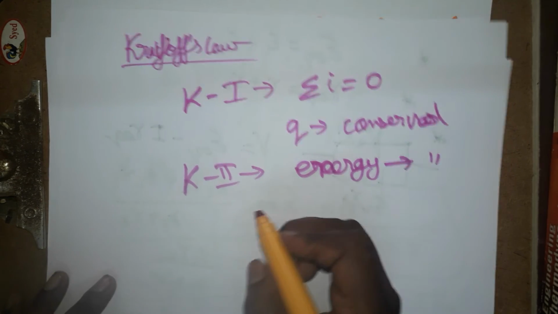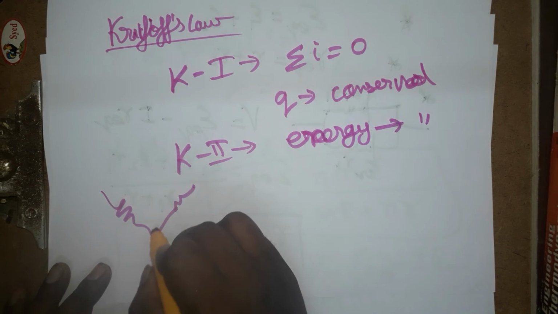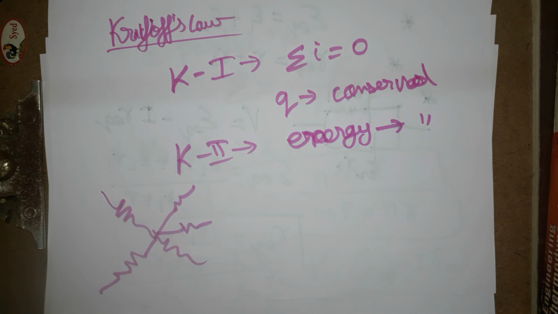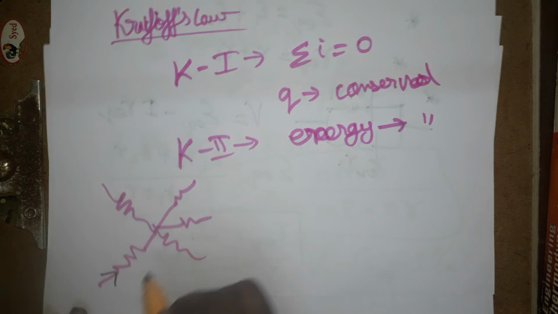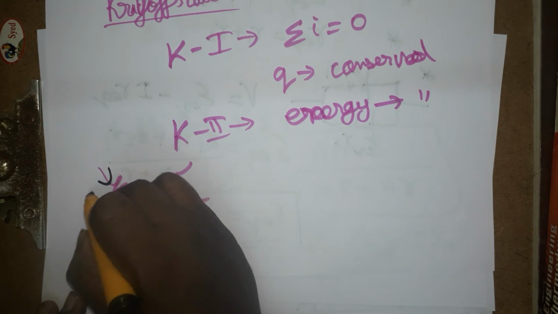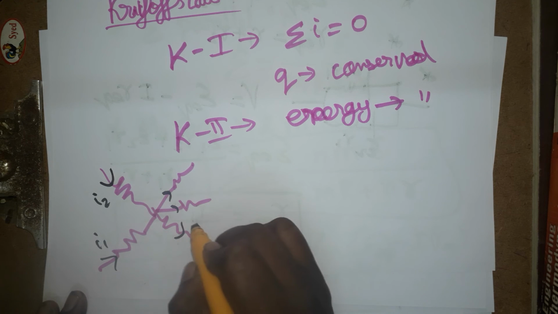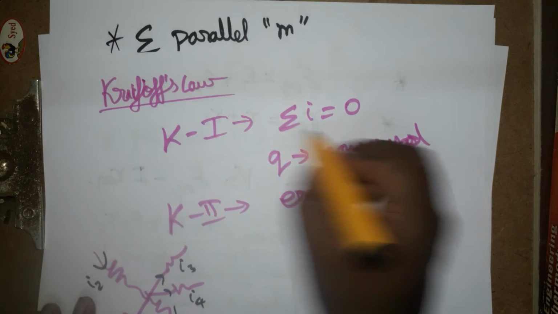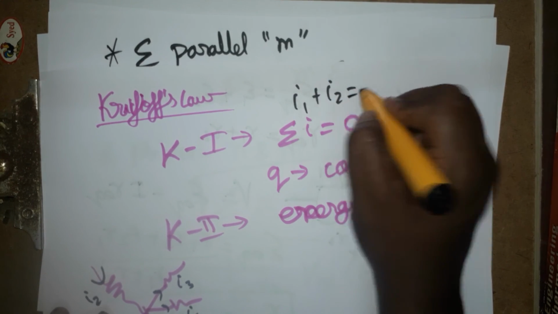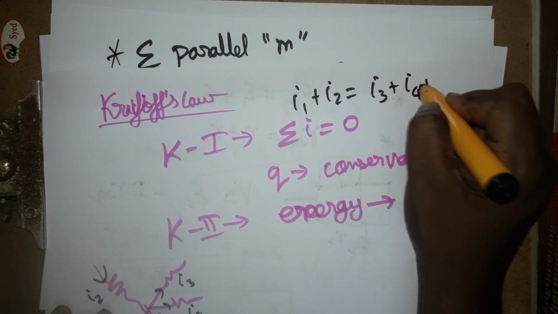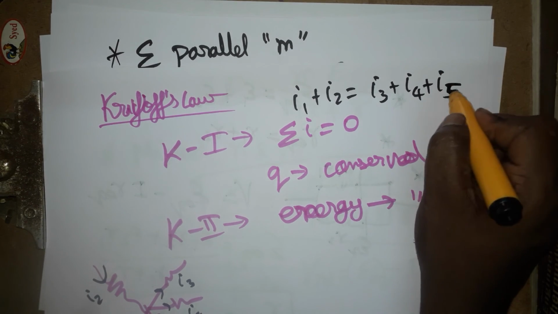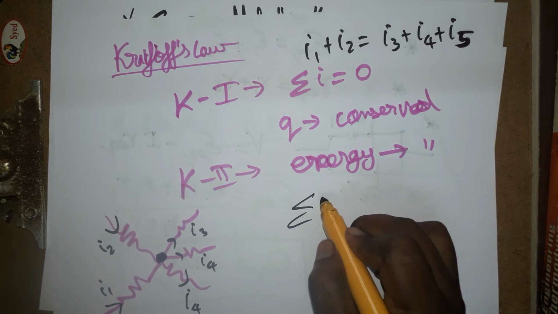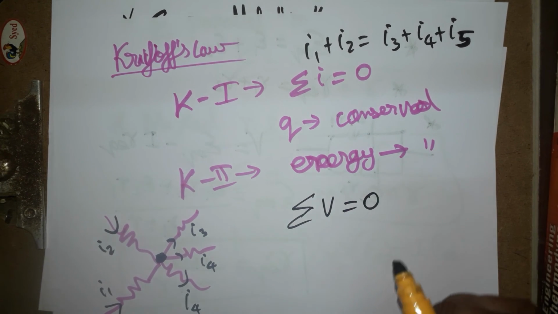I'll give one example. Five currents are at a single junction. We'll take two currents in and three out: I1 and I2 are in, and I3, I4, I5 are out. According to the first law, I1 plus I2 is equal to I3 plus I4 plus I5, because the algebraic sum of all the currents will be 0 at a particular junction. The loop law says the algebraic sum of all the voltages will be 0; energy is conserved here.